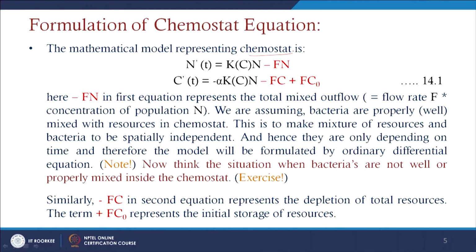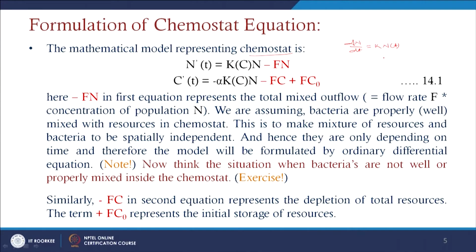So, if you go for this mathematical representation of a chemostat, then as we discussed in the last lecture, the growth of the population is defined as dN by dt, which is written as k into N of t, where k is the rate of change of population. If the resources are available, with C the concentration of resources, then we consider k as a function of C. And our model is directly defined in the form of k N of t.